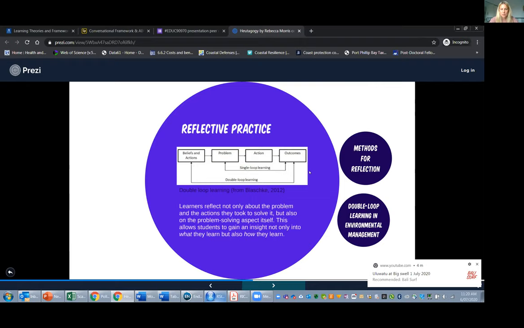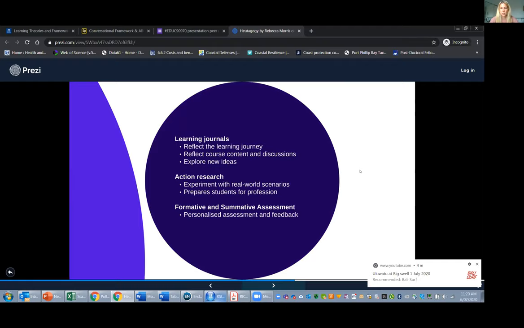Some of the methods that have been proposed as useful for reflection include learning journals, where the students can document what their journey's been, reflect on discussions and explore new ideas. Other things that have been proposed include experimenting with real world scenarios, which can prepare students for the profession that you're preparing them for, and also different forms of assessment.